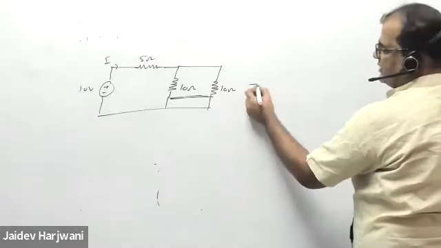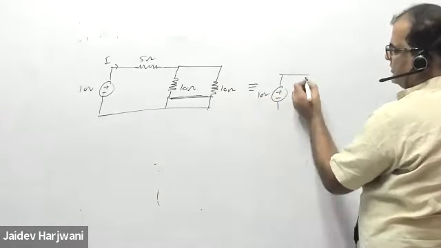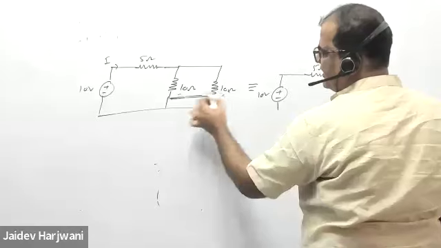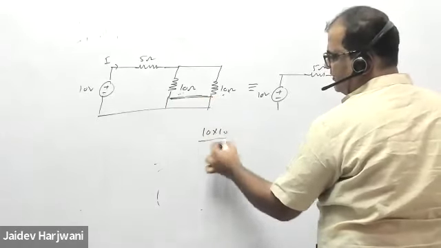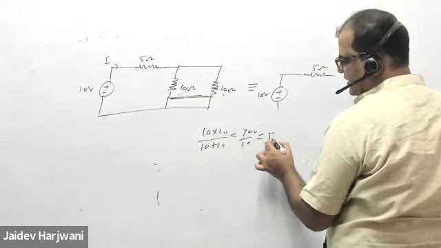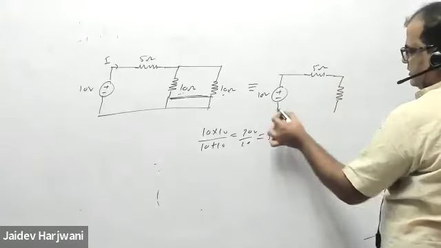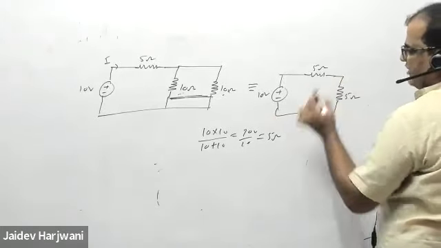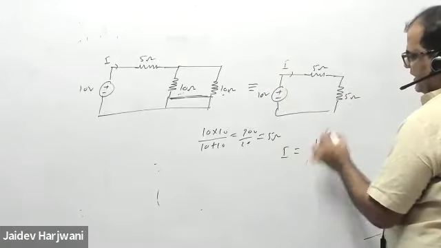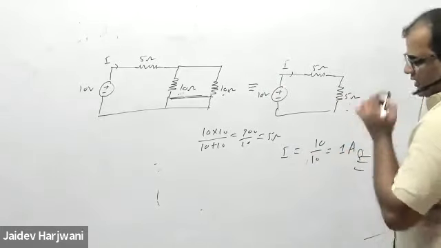So now this is 10 volt. This is 5 ohm, and the two parallel resistances give 10 into 10 over 10 plus 10, that is 100 upon 20, that is 5 ohm. So this 5 ohm also comes here, and the total becomes 10 ohm. I want I, so I will be 10 divided by 10, that is 1 ampere.